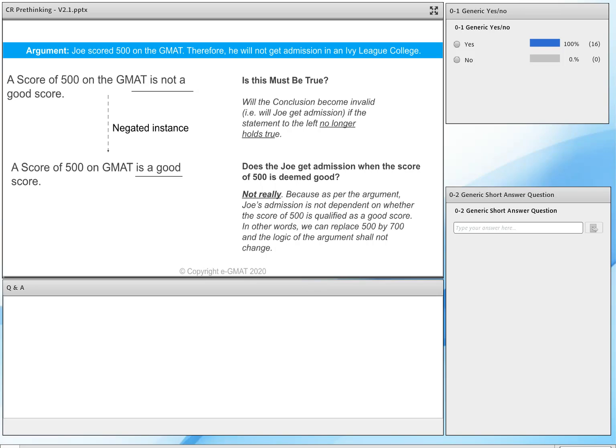You ask the same question. Will Joe get admission if the score of 500 on the GMAT is considered good? The answer is no, not really. Why? Because when I look at my argument, it's not based on what you call that score of 500.